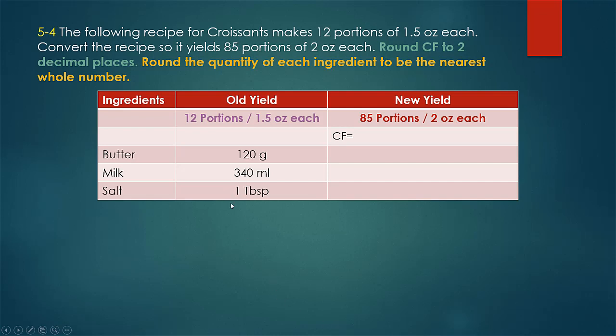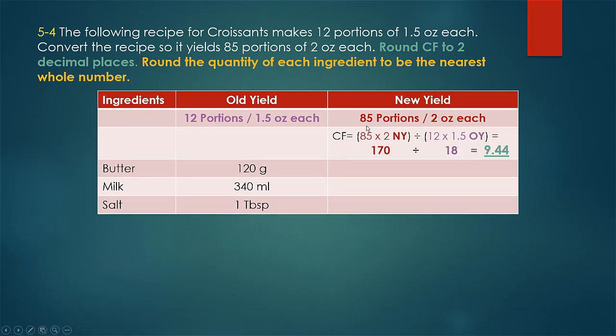A very small recipe. This one makes some croissants. My original recipe makes 12 1.5 ounce croissants. And to get that, here's how much I need of these ingredients. Well, I want 85 portions, but I want them to be 2 ounces in size. So just as I did on my last example, I'm going to multiply the amount of portions I now want by the portion size that I now want. And 85 times 2 ounces, I want 170 ounces of croissant mix.